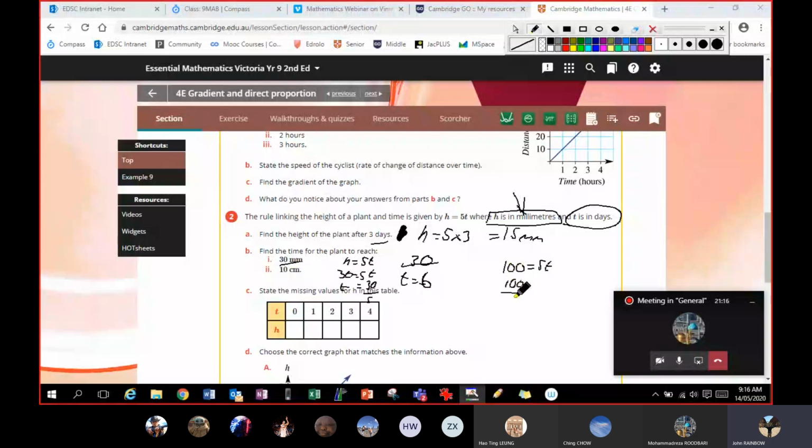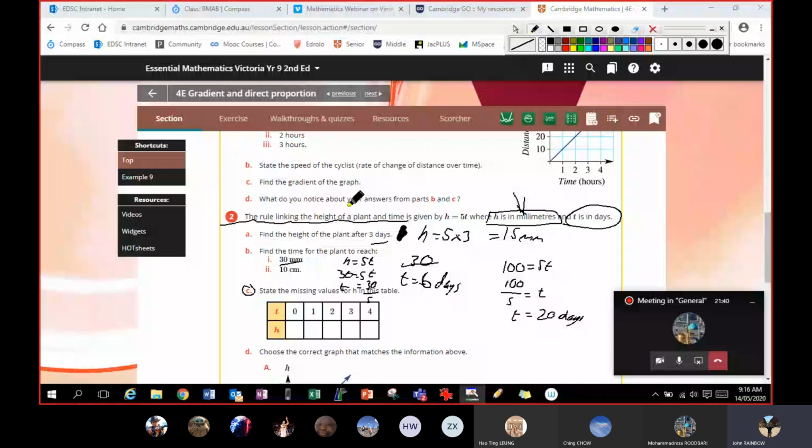State the missing values for h in this table. Because this is part C, this is still referring to question 2. Until you change the questions, everything still refers to all the information at the top. When there was no days, the height of it was nothing. Obviously, the seedling was still in the ground. That kind of makes sense, because we're probably talking about a seedling.